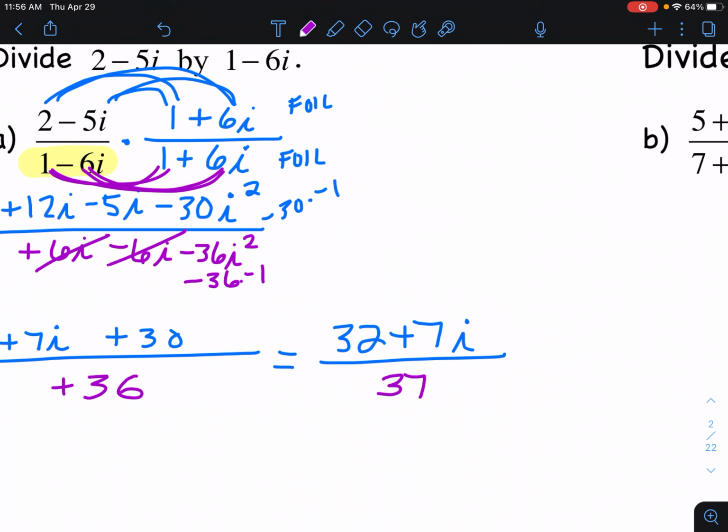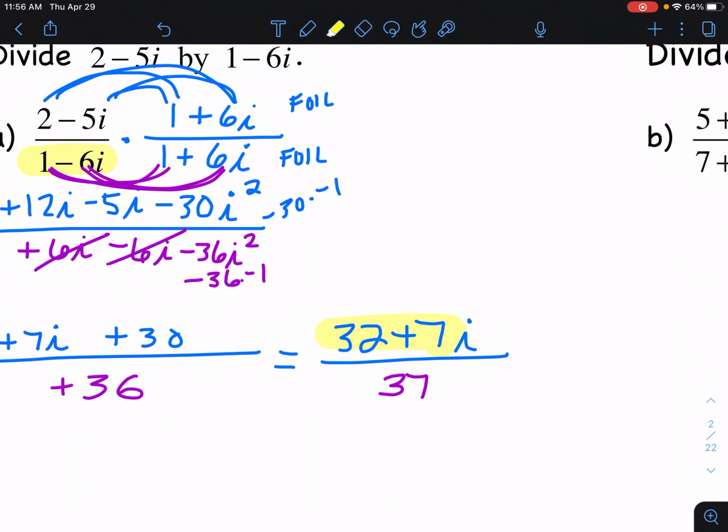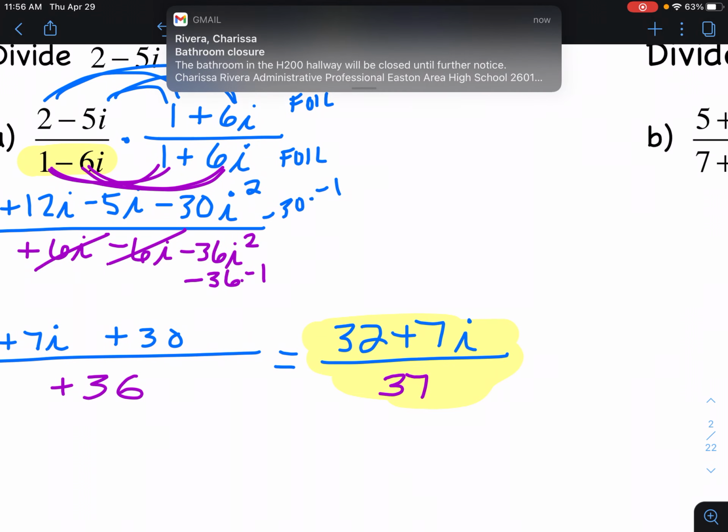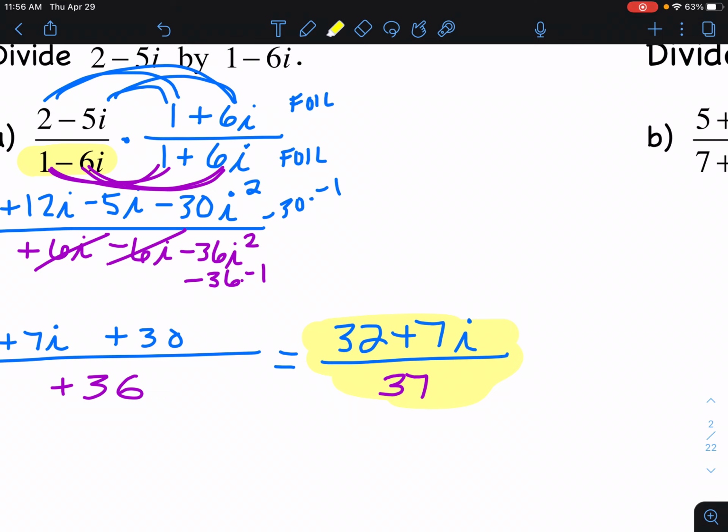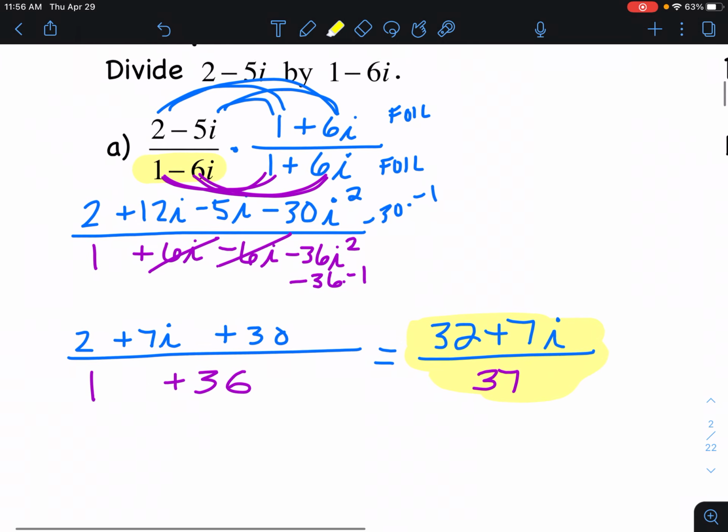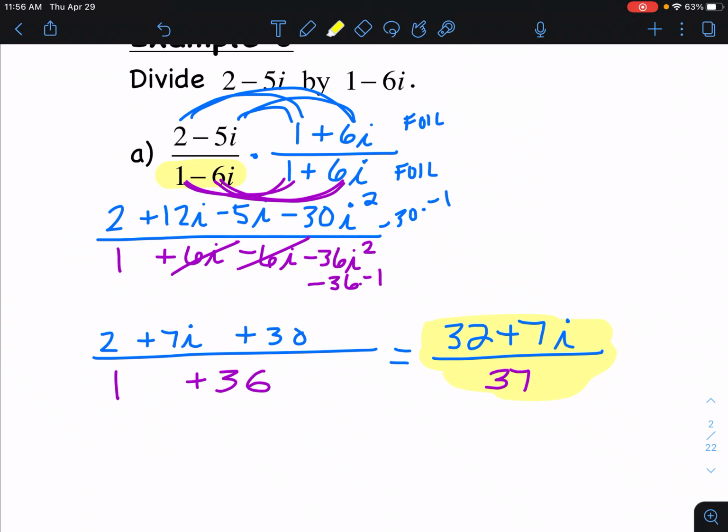Now, I didn't say our answer was going to be pretty. This is our answer. All we did was divide and simplify here. And we do take a look and go, okay, can I reduce this fraction? Nah, 32 doesn't divide with 37. 7i doesn't divide by 37. So that's done there. And that met our goal. As I said earlier, we're not allowed to have an imaginary number in the denominator, so we got rid of it.